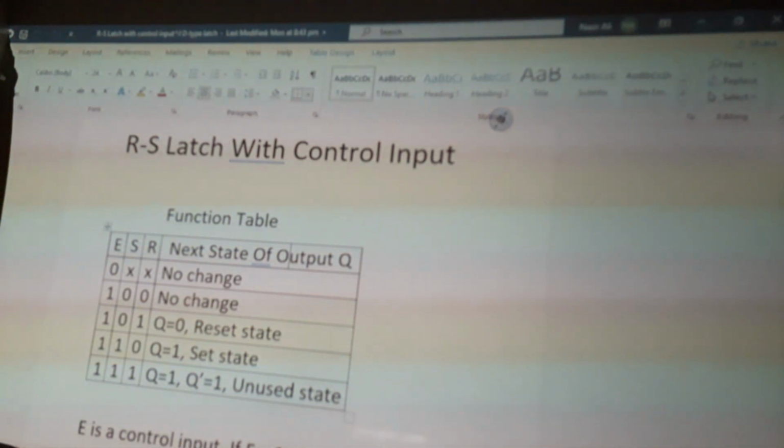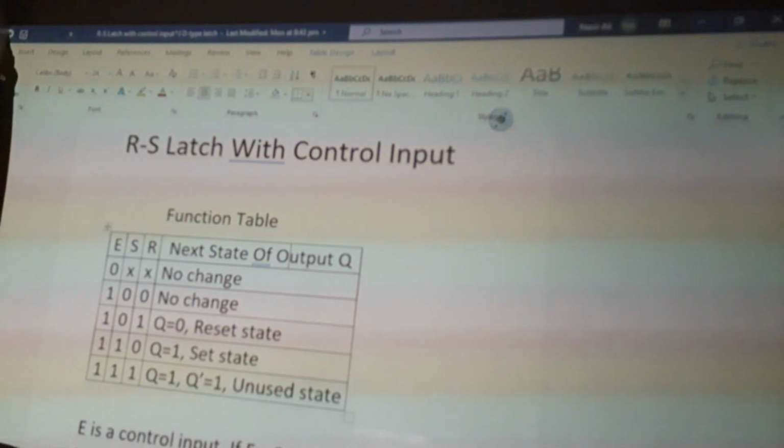If we give zero state to the enable input E, S and R are the don't care condition, then at the output we have no change, that is the previous state remains unchanged. Then we give one state to the E input which enables the two NAND gates on the input side, and we give S and R is equal to 0 state. At the output we have no change, that is the previous state remains unchanged.